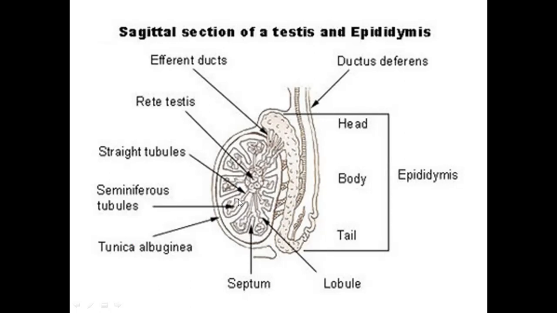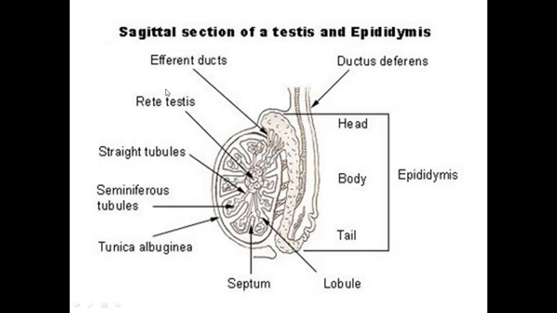The seminiferous tubule is the site where spermatogenesis, or sperm production, happens within the testes. From that point onward, the last portion of the seminiferous tubule is termed the straight tubule. Then this straight tubule opens into a network of channels lined by epithelium within the connective tissue of the mediastinum.